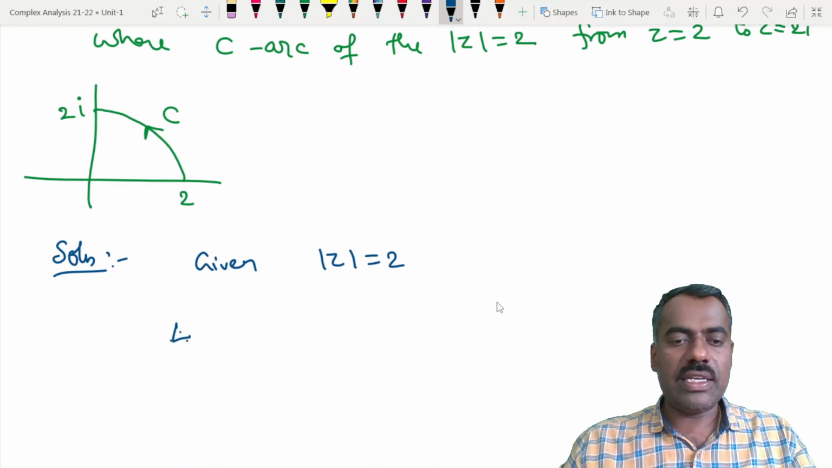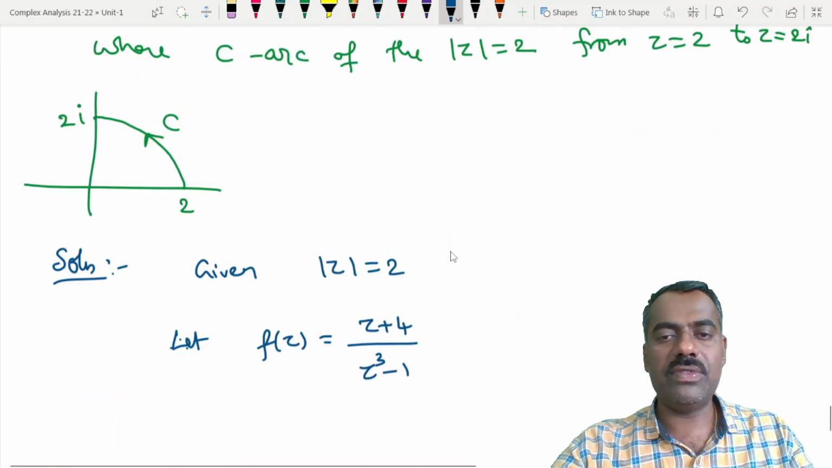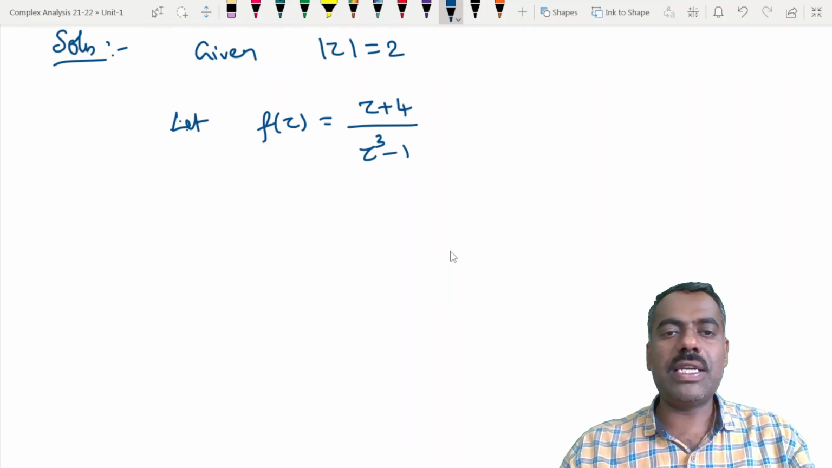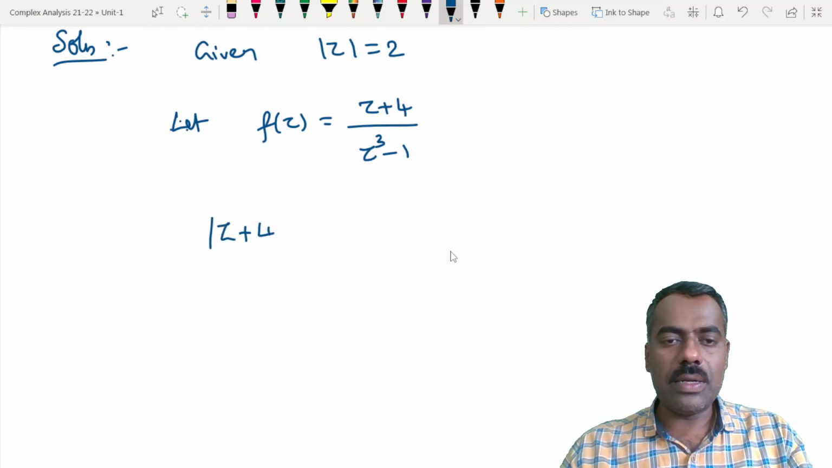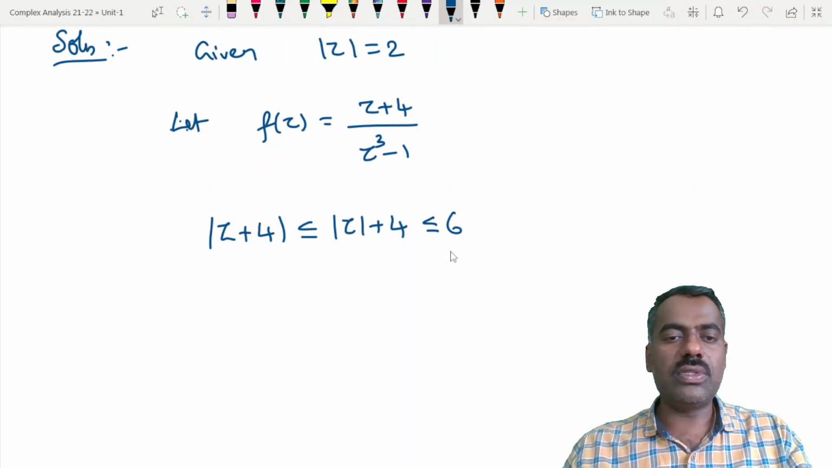So let f of z be equal to (z + 4)/(z³ − 1). That is our f of z. We want to calculate M, that means we want to find M such that mod f of z is less than or equal to M. So what is mod (z + 4)? By the triangle inequality, it is less than or equal to mod z plus 4. Since mod z is equal to 2, this is less than or equal to 6.